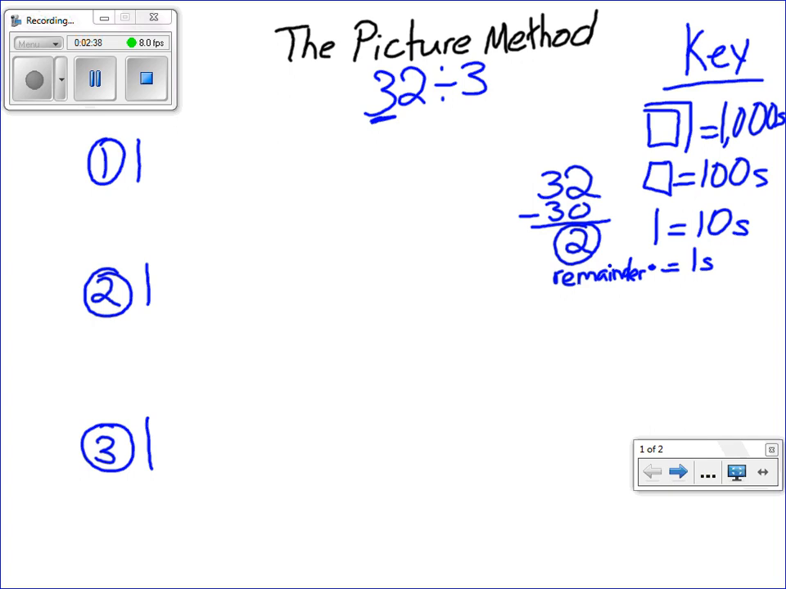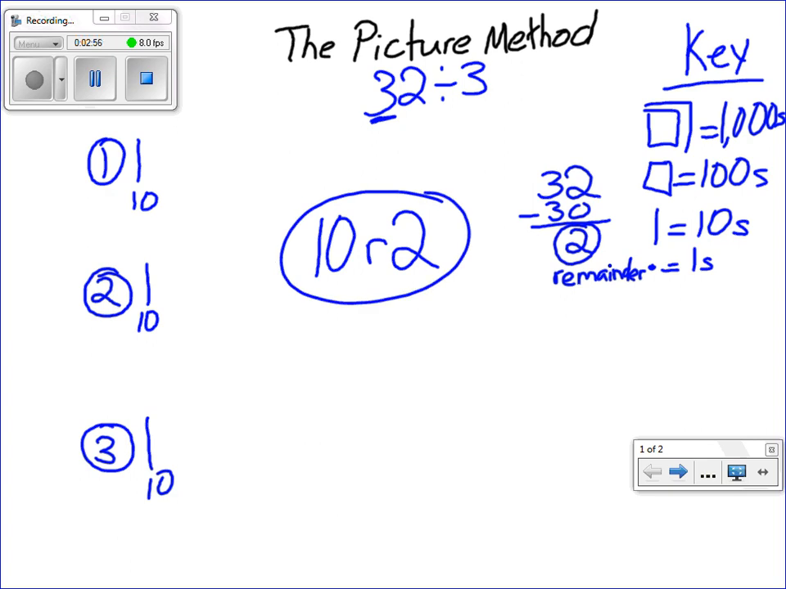Now, to find out what my answer is to 32 divided by 3, I need to look at my groups, my pictures here. And I gave each one a 10. So my answer is 10, remainder 2. Now, a lot of them are tempted just to stop there, but we want to make sure that their answer is correct, and so they need to check it. The way that we check it is we use the opposite of division, which is multiplication. They need to do 10, which is their answer, times the number they divided by, which would be 3. Now, they should know 10 times 3 off the top of their head, and they should know it's 30.